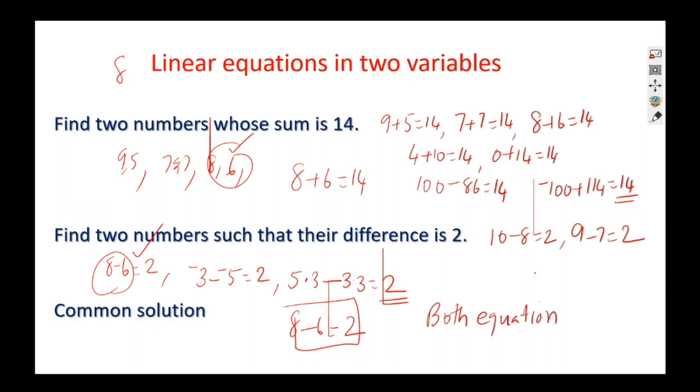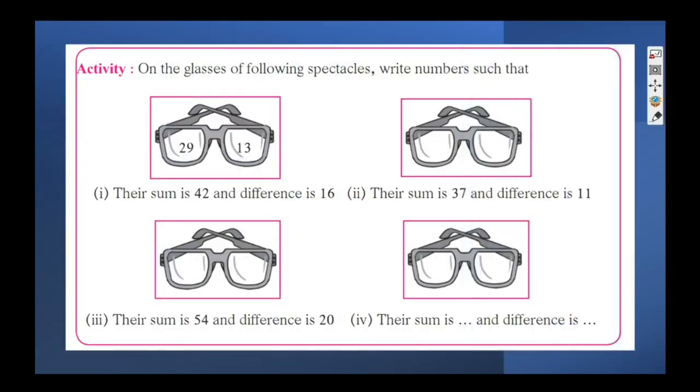Understood? This is a unique common solution for both the equations. You cannot have another solution where both situations are satisfied. Understood? So that is something interesting. Let us think about certain more such situations.